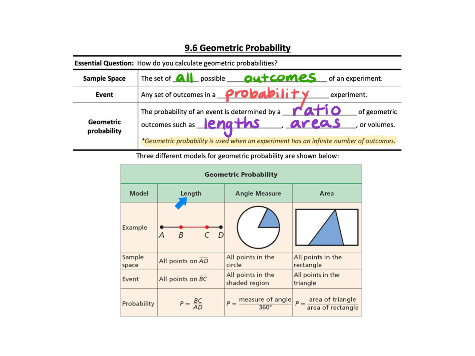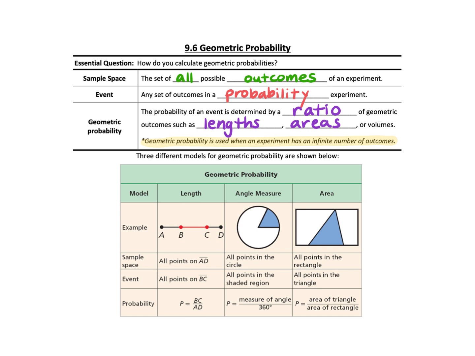You have a length model, an angle measure model, and an area model. For the length, you might have a sample space, for example, being all the points on AD, and the event would be that I randomly pick a point on BC. The probability that my random point is on BC is equal to the length of BC divided by the length of AD.